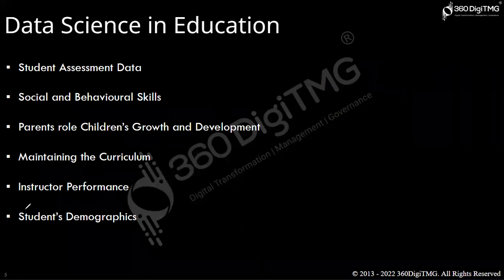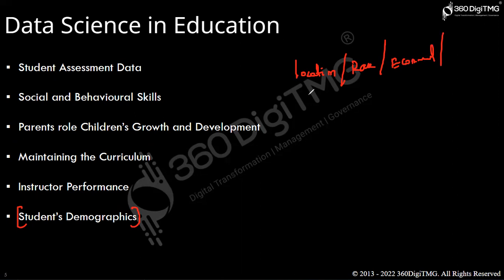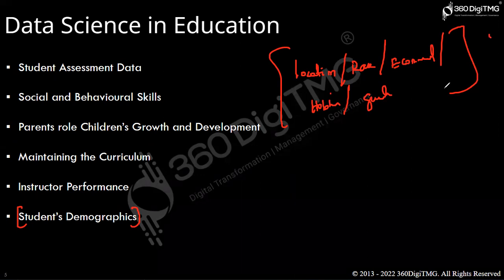The same way, students' demographics: there are many things like location, race, economic status, or maybe hobbies, gender. All these play an important role. So we can take all these details and, based on that, we can create a model that could help a student.